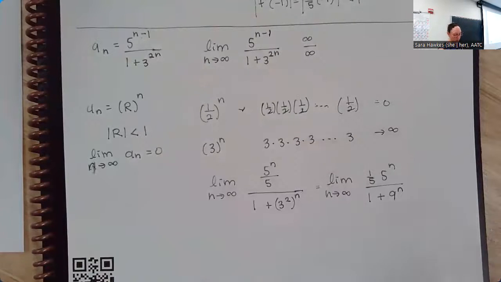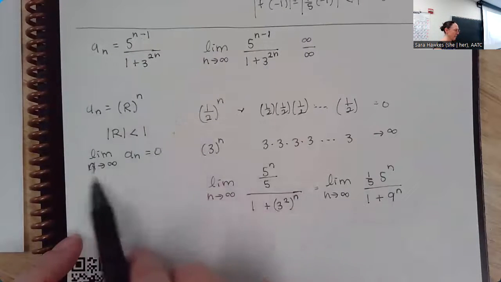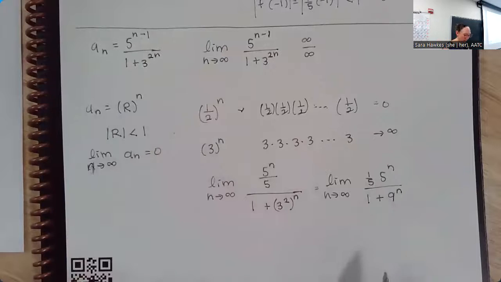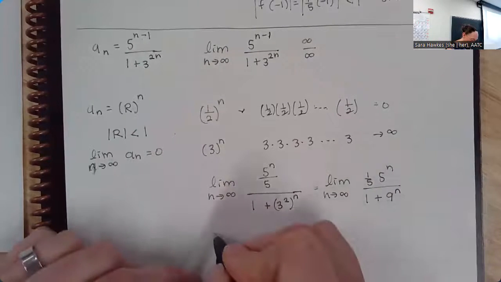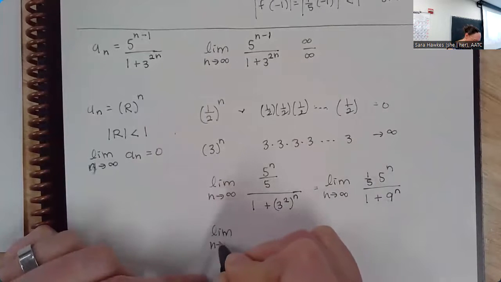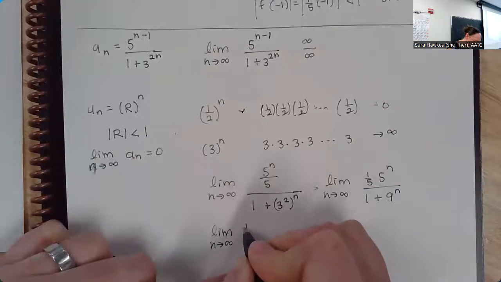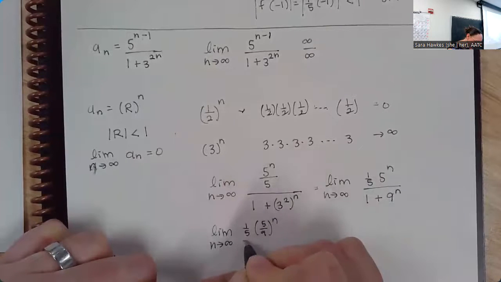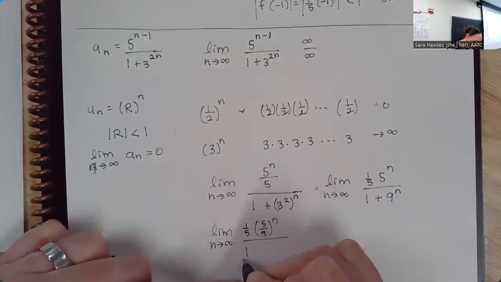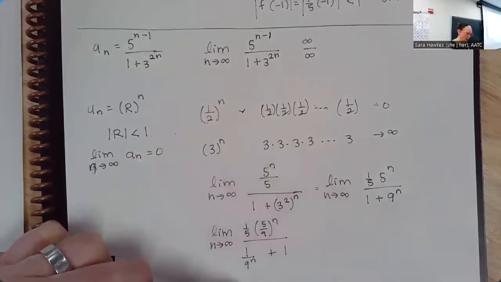I could maybe just say, I know that's going to 0 because the bottom's going to infinity faster than the top. But if I wanted to rely on this geometric sequence thing, then I would take every single term and divide by 9 to the n. So I would have the limit as n approaches infinity of 1/5 of 5/9 to the n over 1 over 9 to the n plus 1.